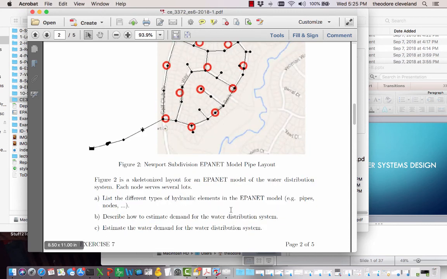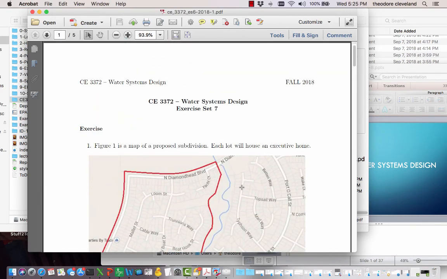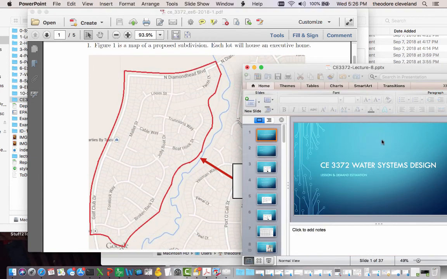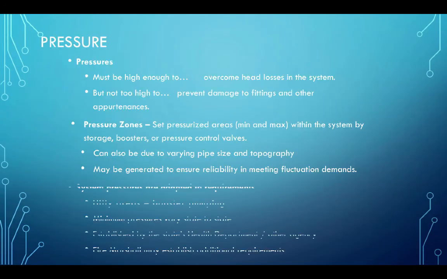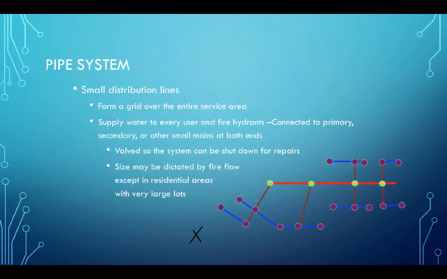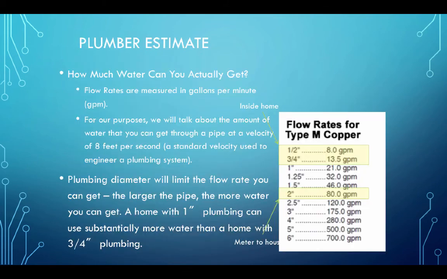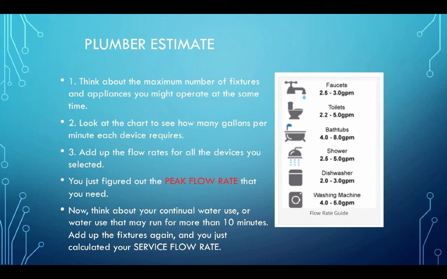Next thing is describe how to estimate demand for the water distribution system. Well, I would look at this and it says each lot will house an executive home. So I could go back to this picture, if I ever get to it, and probably from something like that, figure out worst case for an executive home in terms of peak flow and then service flow, and at least make my initial estimate from that.